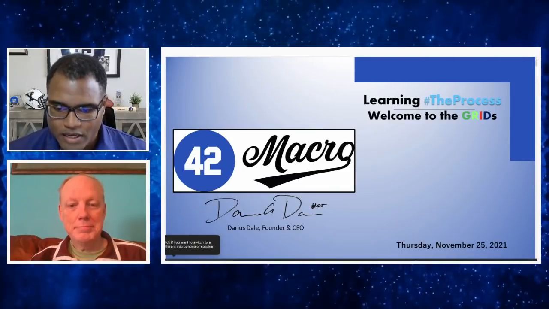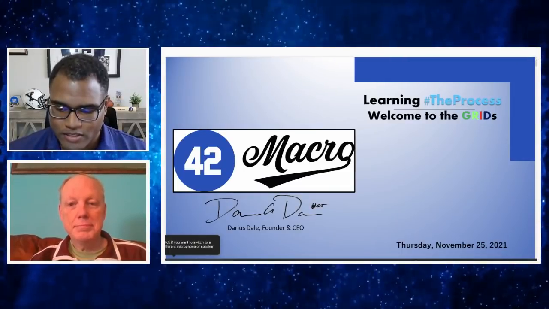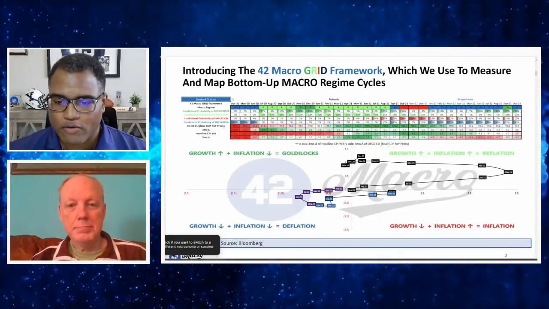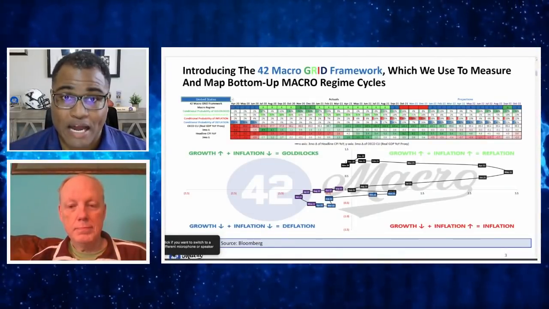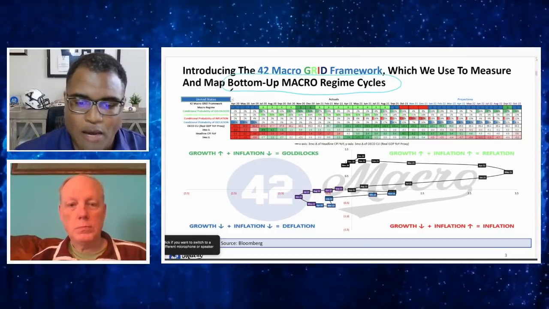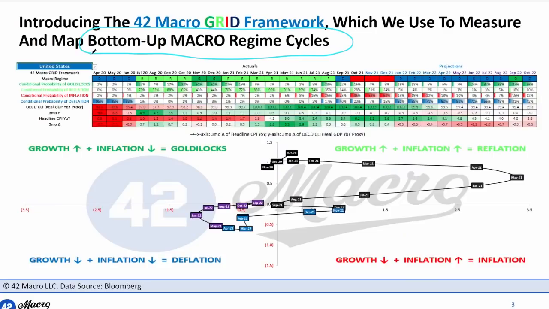So just hopping right into the deck here. Again, learning the process. Welcome to the grids. Starting with slide 3, introducing our 42 Macro grid framework, which we use to measure bottom-up macro regime cycles. You're going to hear me say that a decent amount. Bottom-up macro regime cycles versus top-down market regime cycles are two separate processes, and our investment allocations, our actionable ETF trade ideas, stem from the intersection of those two independent processes.